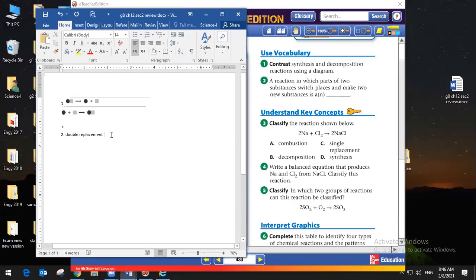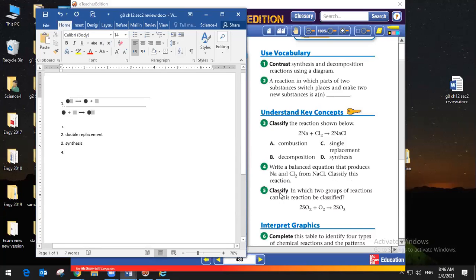Question number 3, okay. He asks here, classify the reaction shown below: A plus Cl2 yields ACl. So what kind of reaction is this? Yes, Reem? Synthesis. Synthesis, good. So it's a synthesis reaction.